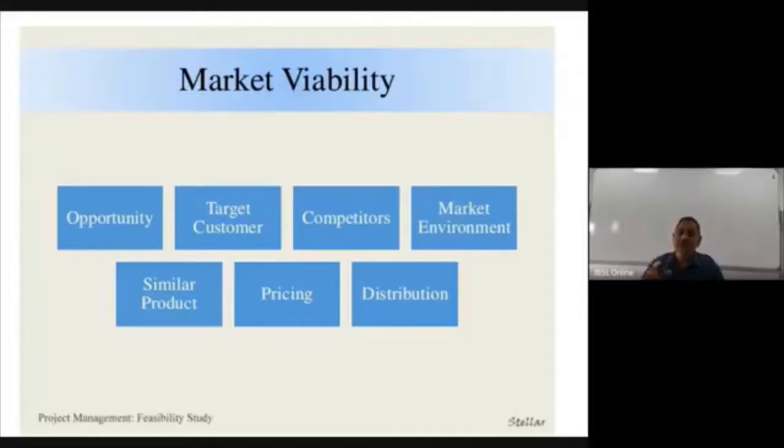So this opportunity can be a new product for a new market. That's one of the strategies. Innovate a new product, innovate a new customer base. Then a new product for the existing market. There's a market always, so introduce a new product to that particular market. Or an existing product for an existing market. So develop that particular product to the needs of the market. That's called opportunity. Then the target customer: who is the customer?